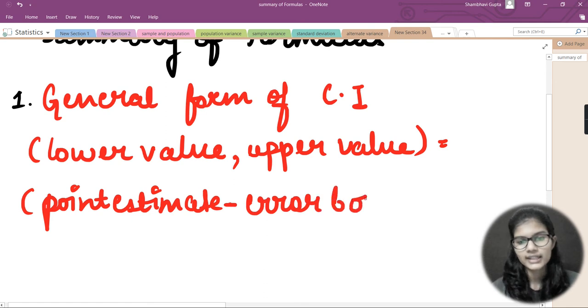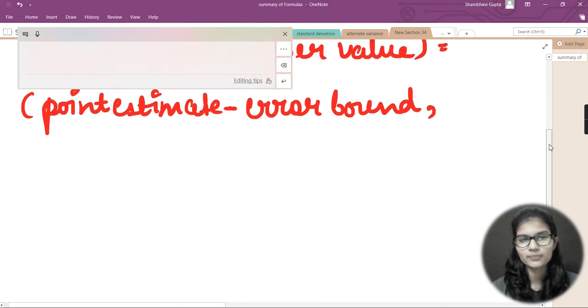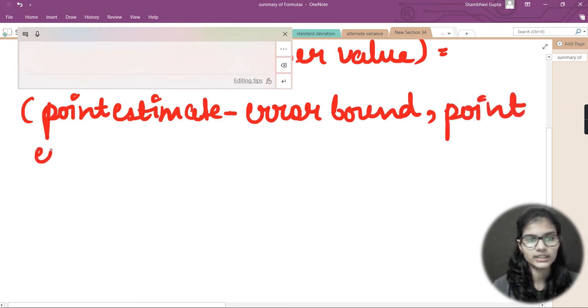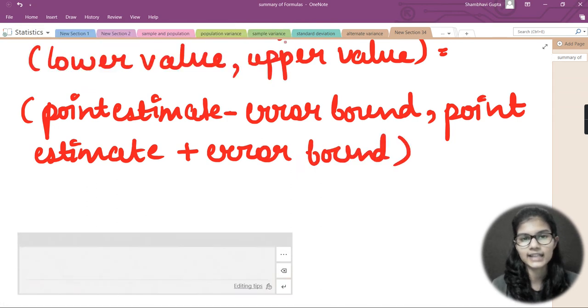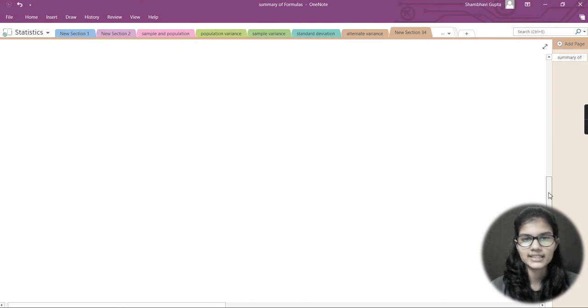Minus error bound, and after that basically we even had the point estimate plus error bound, right? So that was point estimate plus error bound. Right, so this was the general form of the confidence interval which we had seen till now, and we even did several questions on this form, where to find this form we need to find this and then this and all those things, right? So this is the general form for finding the confidence interval.